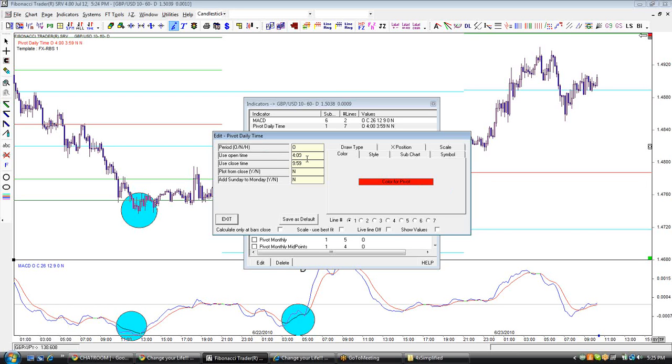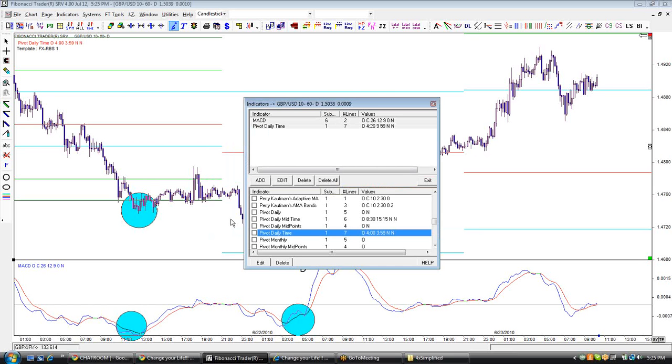the only thing we need to change is the open time needs to be set at 4, closing time 3:59, and it doesn't matter what time you're using on your computer or on your software. It doesn't matter if you live in New York, Spain, Japan, Australia, LA, it doesn't matter. Settings are the same. Now, if you're using different software, you need to make sure that your pivots will start at midnight Eastern time.